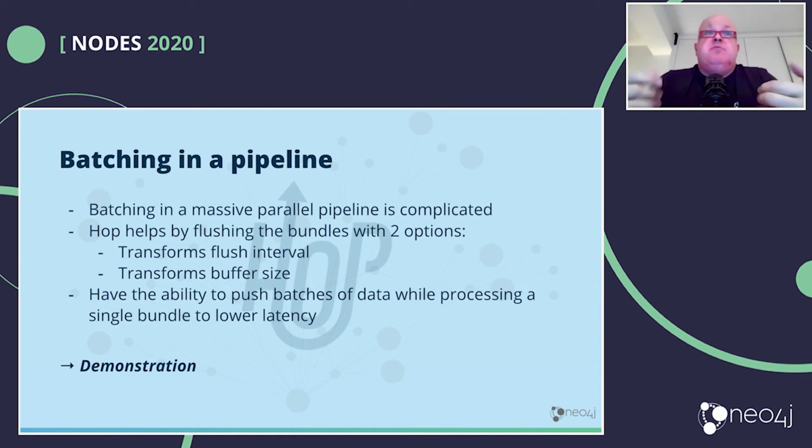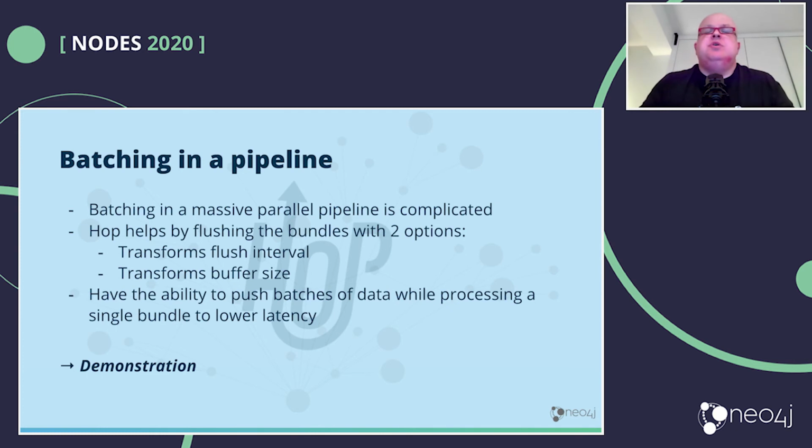Then obviously Neo4j likes to get data in batches as well, so that also has an influence on the performance. If you have lots of data coming in, you might want to make the transactions, the records that you send through the unwind statement that I showed you earlier, a little bit larger. However, while large transactions increase the throughput, they also increase the latency. So keep that in mind. Batching in a massively parallel pipeline is complicated.